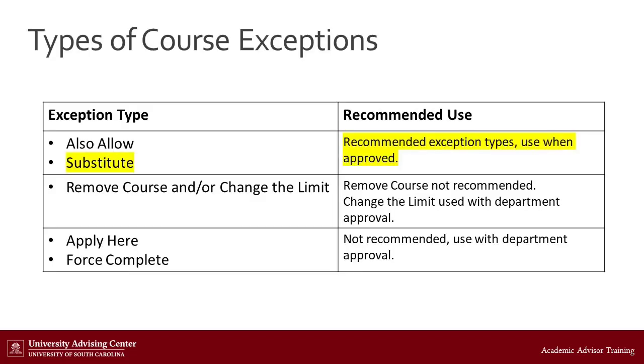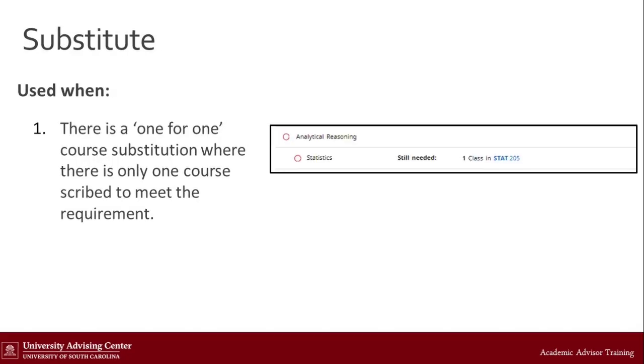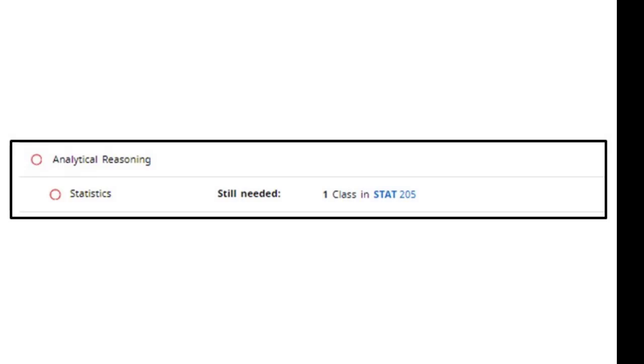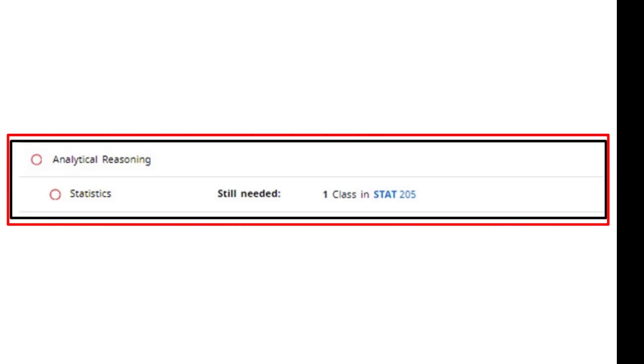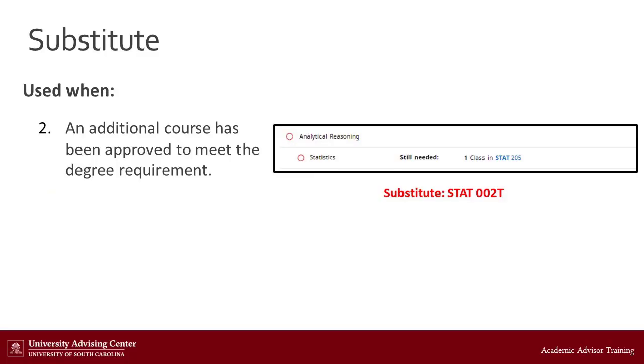Substitute. Substitute is a recommended exception to use when approved. Substitute should be used when there is a one-for-one course substitution where there is only one course scribed to meet the requirement and an additional course has been approved to meet the requirement.